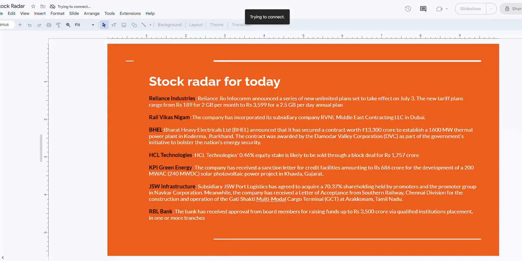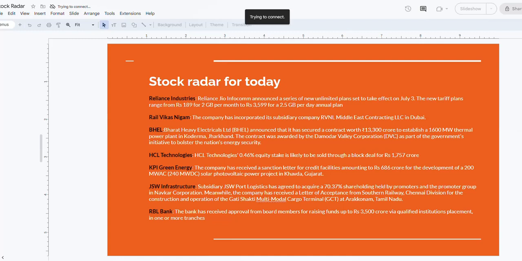Then comes JSW Energy. For JSW Energy there are two news items. One is JSW Port Logistics has agreed to acquire the 70.37% stake held by the promoters and the promoter group in Navkar Corporation. Meanwhile, the company has received a letter of acceptance from Southern Railway Chennai division for the construction and operation of the Gati Shakti multi-modal cargo terminal at Arakkonam, Tamil Nadu.